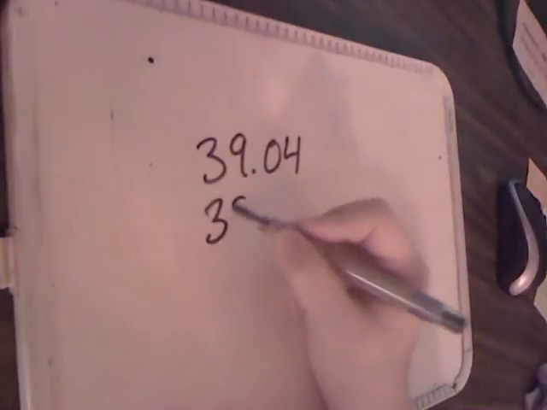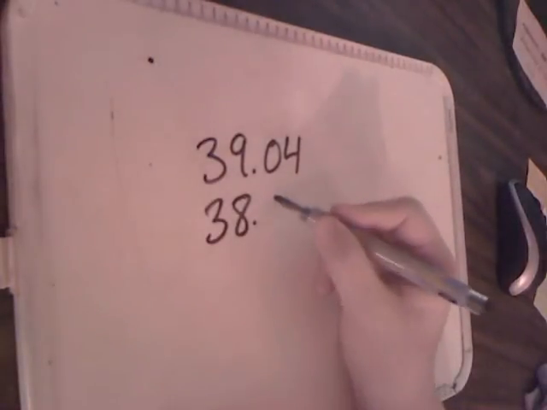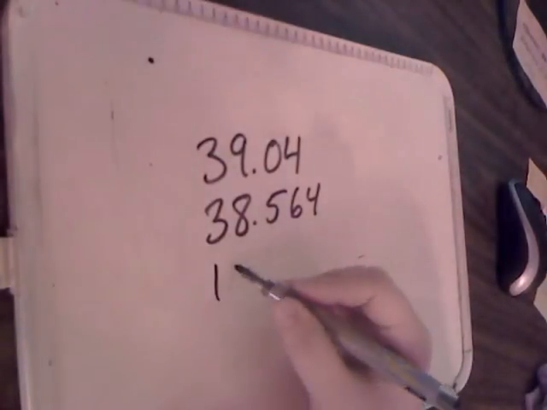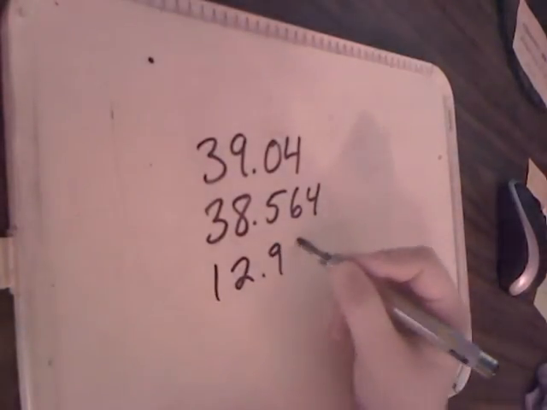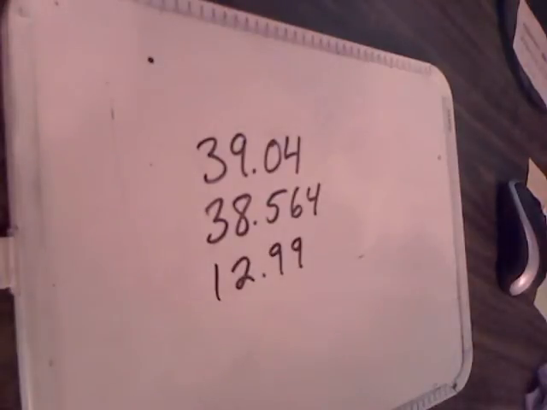Let's look at something that's a little bit more different. Let's say we have 39 and 4 hundredths. We'll look at 38 and 564 thousandths, and 12 and 99 hundredths.